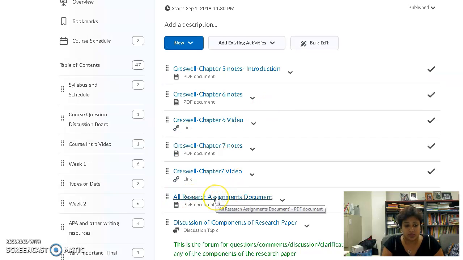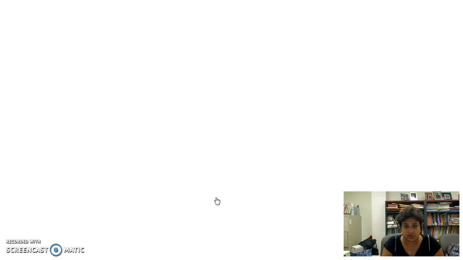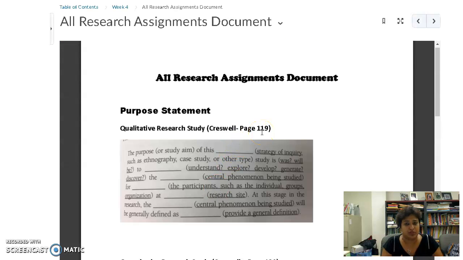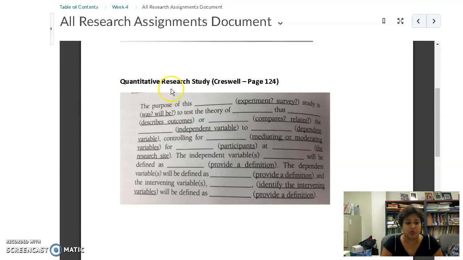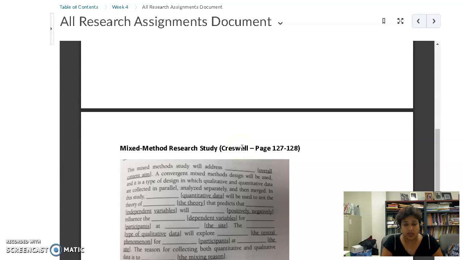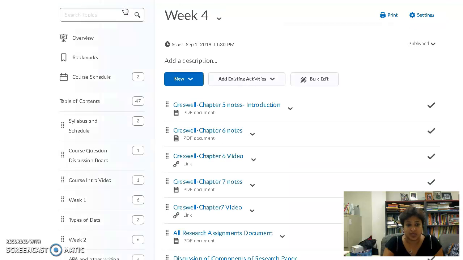Now here is your research assignment document. When you talk about a purpose statement, it is the script from the book. If you're doing a qualitative research study, this is your script to follow or somewhat close to it. If you're doing a quantitative research study, this is what to follow. Each of them is going to be a separate Word document that you upload on Dropbox, but you can use these as your guideline.